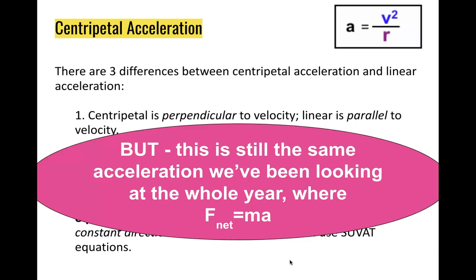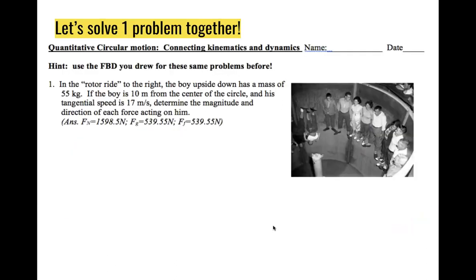So the key here, though, is that we're still talking about the same acceleration, the same idea that we have a change in velocity. Because while we're moving in a circle, the thing that's changing about the velocity is its direction, which is kind of nutty, but kind of cool. And so that means we can still use Newton's second law, that the net force is equal to the mass times the acceleration.